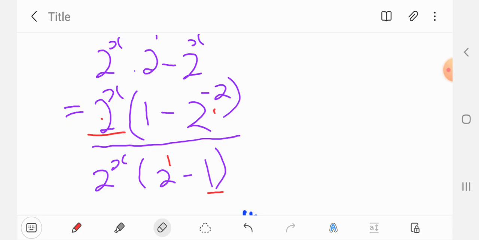Now, since we are at this step, the next thing to do is to cancel common ones. So this and this will cancel, and then in your calculator you will punch in 1 minus 2 to the power of negative 2 over 2 to the power of 1 minus 1, and that will give you 3 over 4, and that is your answer. I hope you understand this.